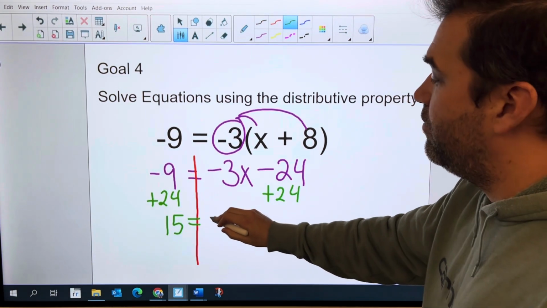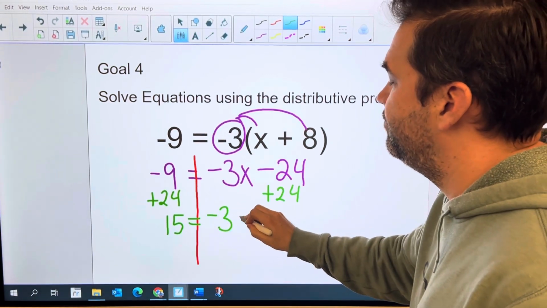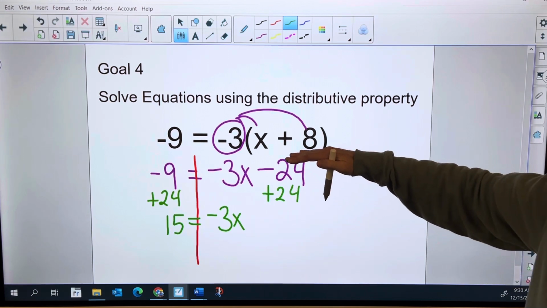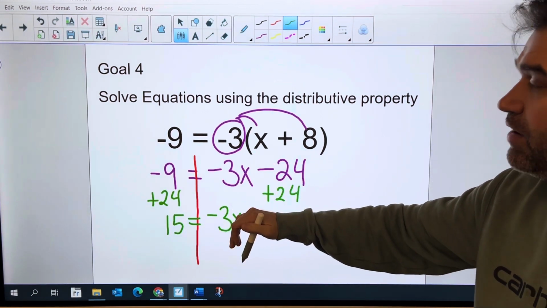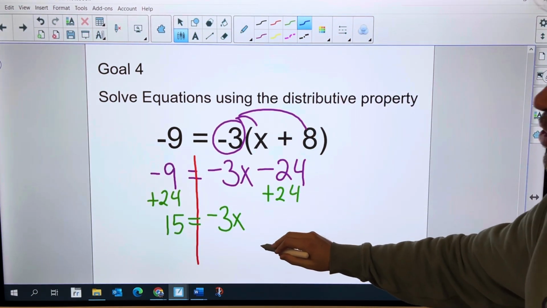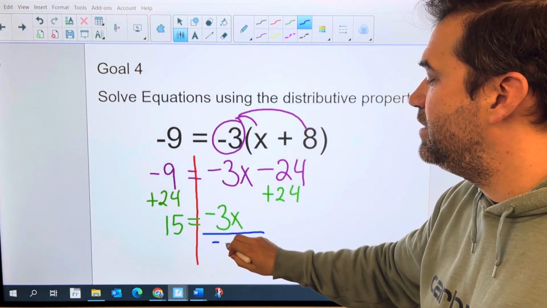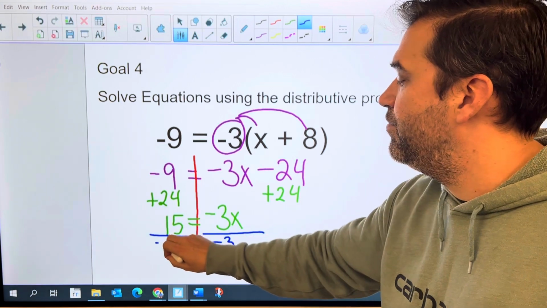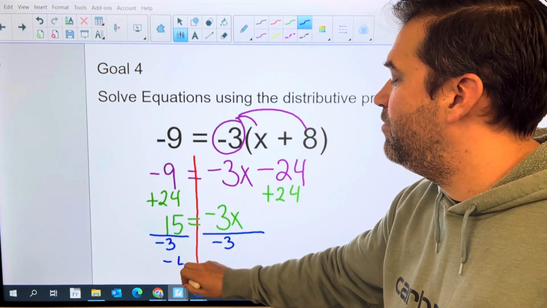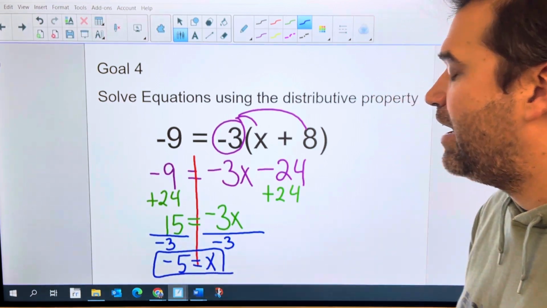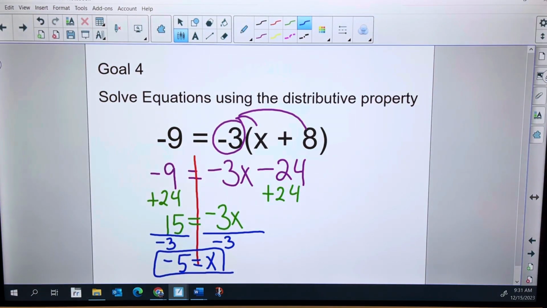And we end up with -3x on the right side. Again, we need to isolate that variable. We got rid of the 24, now we have that -3. Since the -3 is being multiplied by the x, I'm going to divide both sides by -3. And so -5 equals x. If you need a calculator for the add, subtract, multiply, or divide portion of these problems, please, no shame, use it, get the problem right.